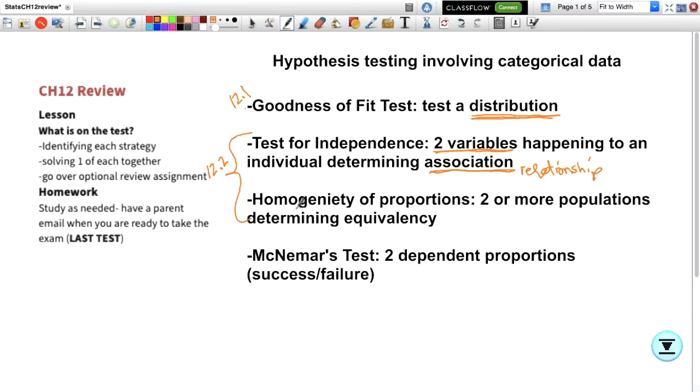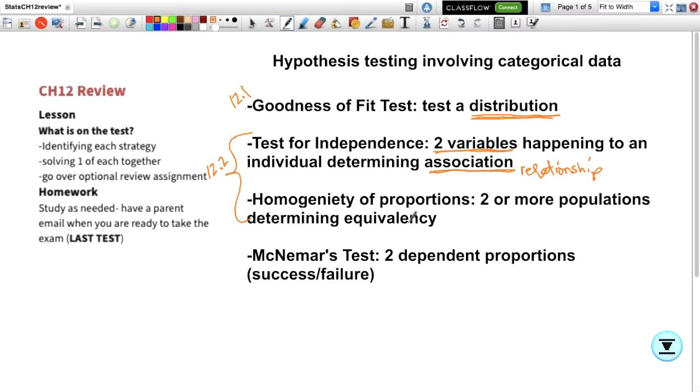Same keystrokes, different name, the homogeneity of proportions, which means that you're comparing different populations or different samples to determine if they are equal to each other. Again, it's the same keystrokes as the test for independence, but on the left-hand side of your contingency table, you'll look at whatever you're measuring, and across the top, those columns will all be whatever your samples are. So sample 1, 2, 3, group 1, 2, 3, but it should be 2 or more populations, obviously. Otherwise, you wouldn't need to do a test this complicated.